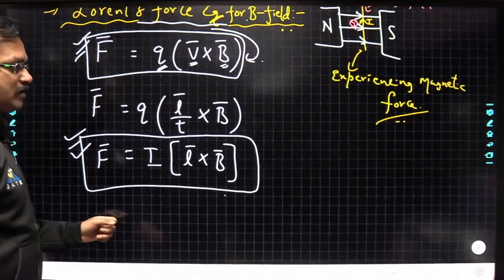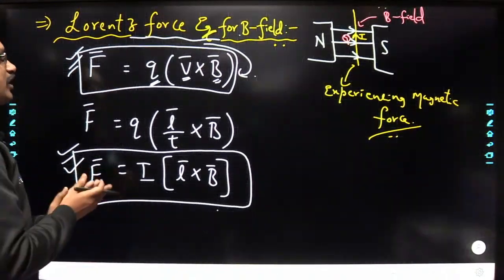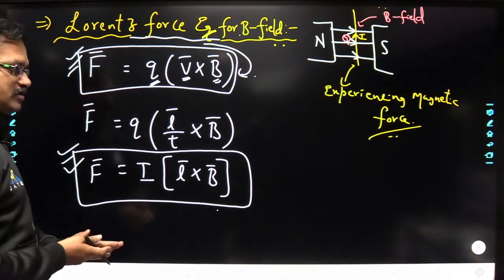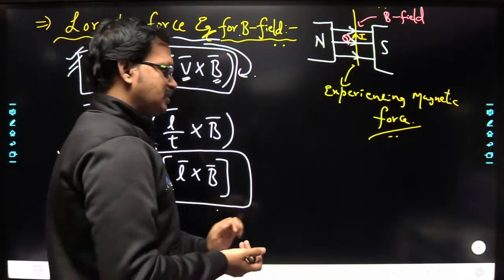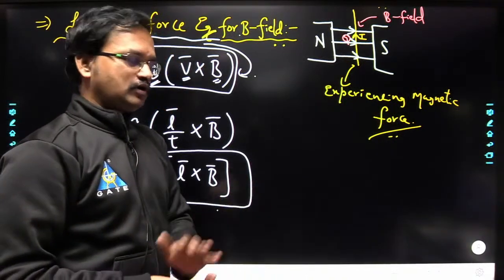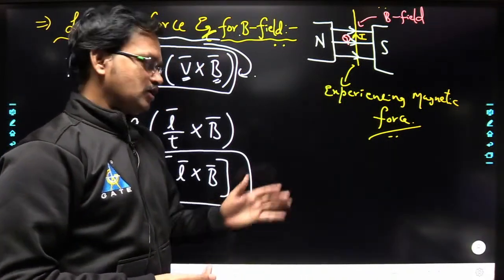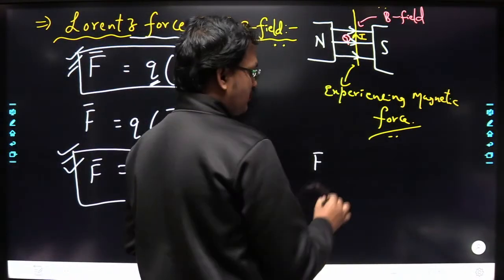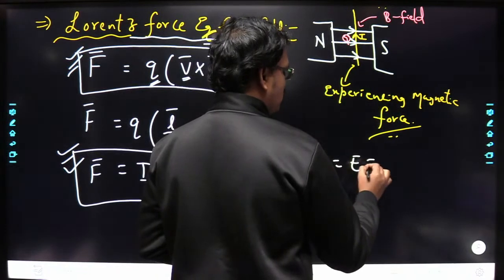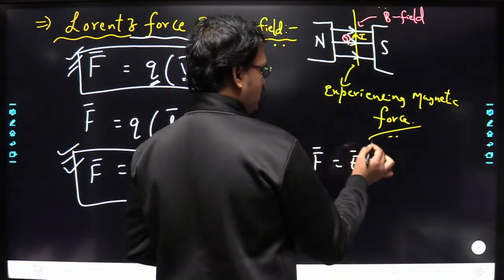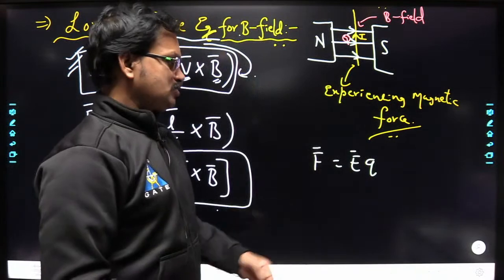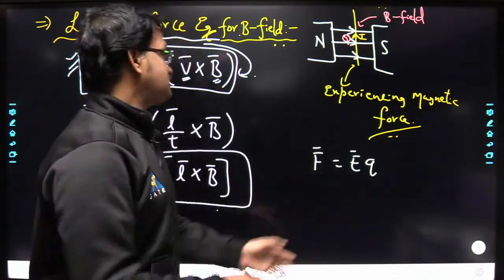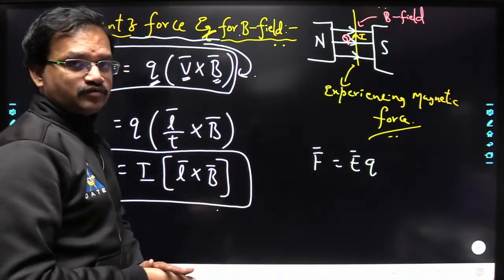Understood? Okay. Now, the observations we can make from this Lorentz force equation are these. Whenever we are studying the electric field, the force on a charge is given by F equals E into Q. So this equation is called the Lorentz force equation for the electric field, and this equation is called the Lorentz force equation for the magnetic field.